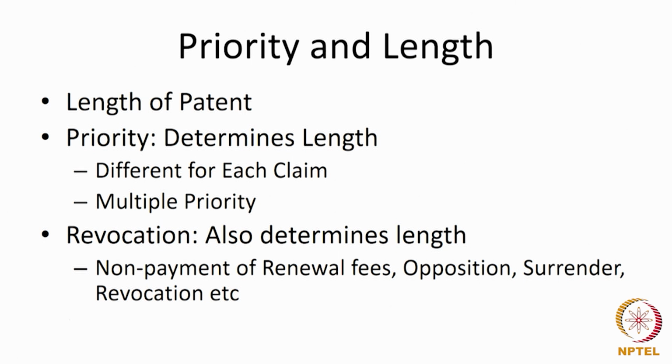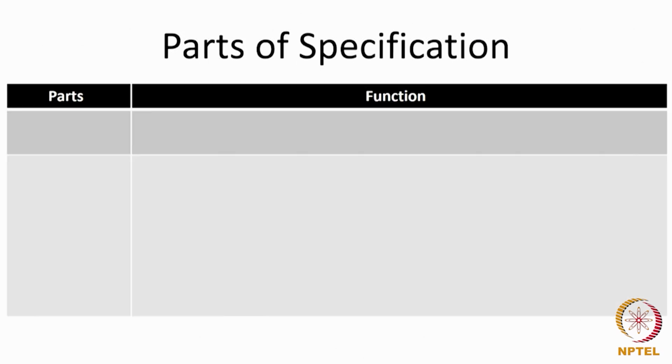The length of a patent may get shortened even if the renewal fees are not paid on time. Then we would say that the patent has lapsed. If there is opposition, then the length may shorten, or if the patentee voluntarily surrenders the patent, or if it is revoked in proceedings. Now, these are multiple instances where the length of the patent can be affected.